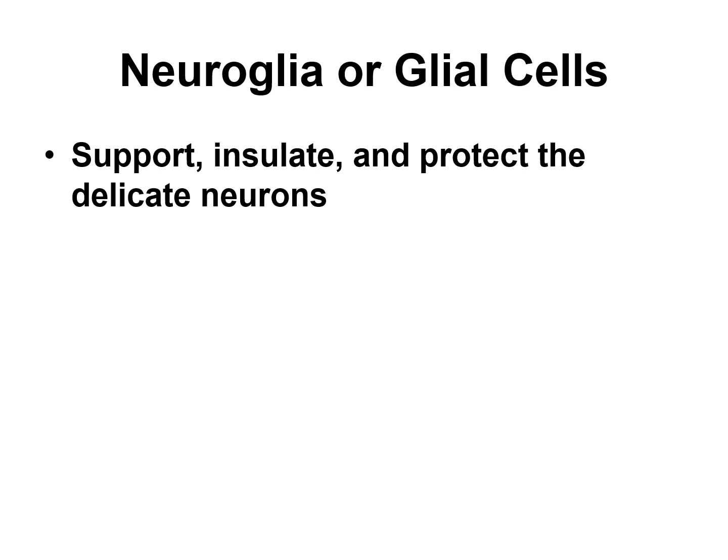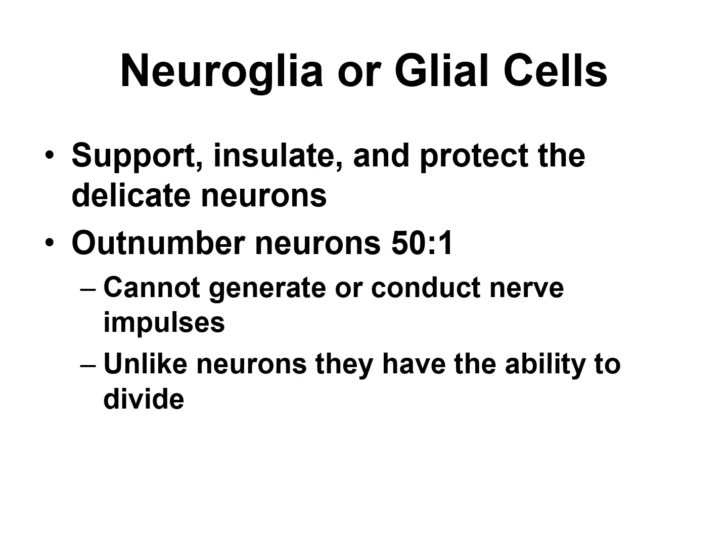In addition to neurons being found in nervous tissue, there are many other cells that support, insulate, and protect these rather delicate and important neurons, and collectively they're referred to as neuroglial cells or simply glial cells. In fact, they outnumber neurons 50 to 1, but unlike neurons, they cannot generate or conduct nerve impulses, and they have the ability to divide. Neurons lack that ability.